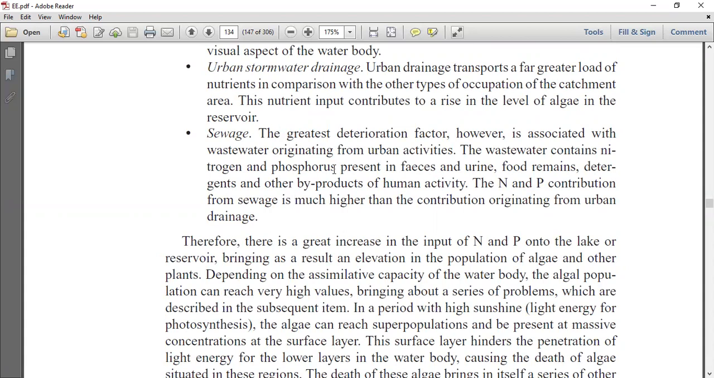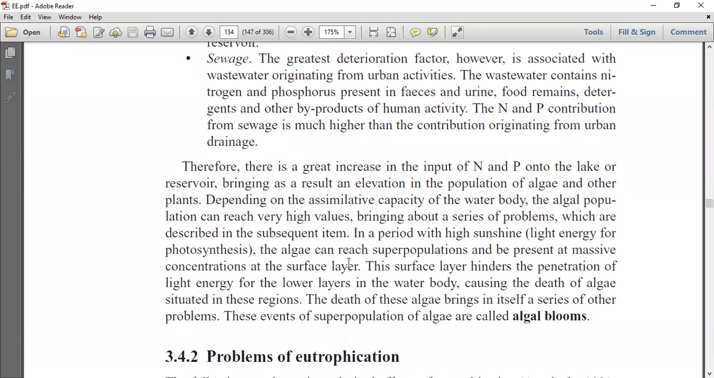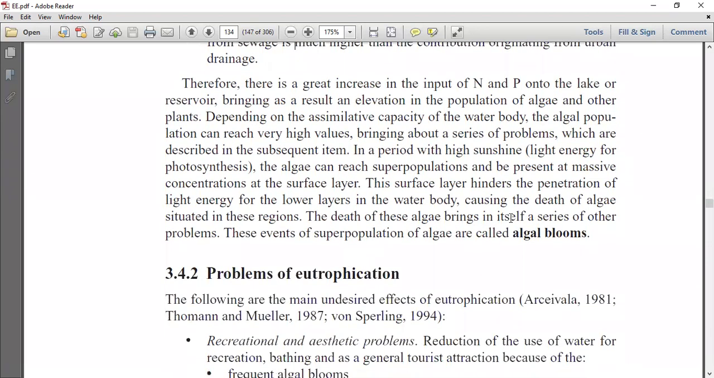This surface layer hinders the penetration of light energy to the lower layers in the water body, causing the death of the algae situated in this region. The death of these algae and bacteria brings a series of other problems. The events of superpopulation of algae are called algae blooms.